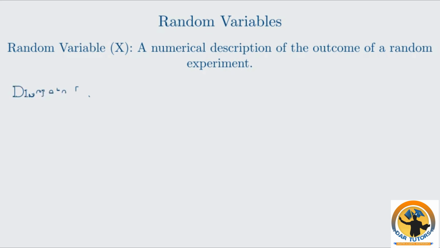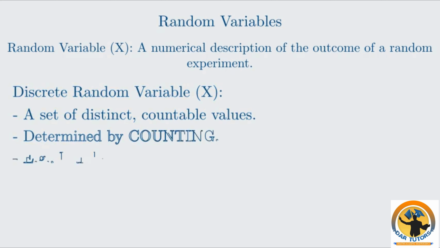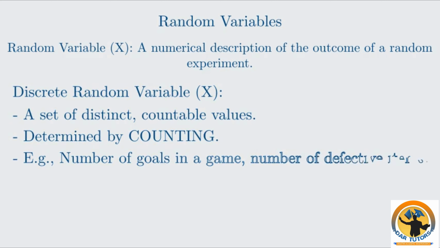A discrete random variable, our main focus in this chapter, can only take a finite or countably infinite number of specific, distinct values. You determine its value by counting. Examples include the number of heads when tossing coins or the number of defective items in a batch.